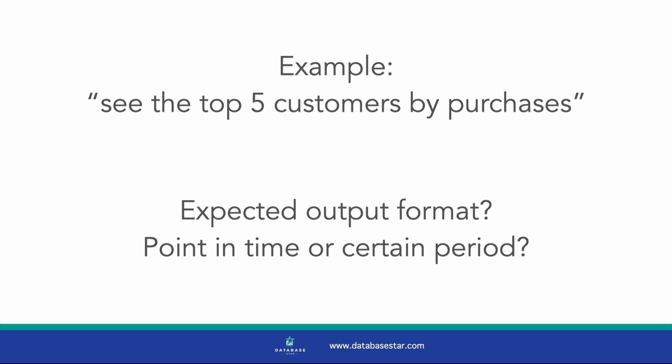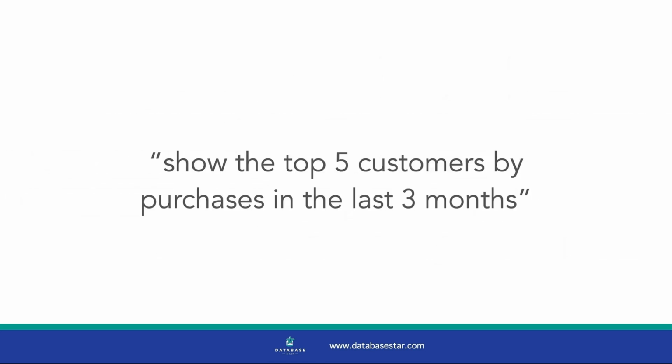Let's say they have clarified this and they want to see the top 5 customers by purchases. There are a few other questions you can ask. Find out what the expected output is. Do they want a list of customers only or some numbers along with it? Is it at a point in time or over a certain time period? Keep asking them why until you are clear what they want to know. For our example, let's say our business representative wants to show the top 5 customers by purchases in the last 3 months. This could be enough for us to start based on what we know about our database.